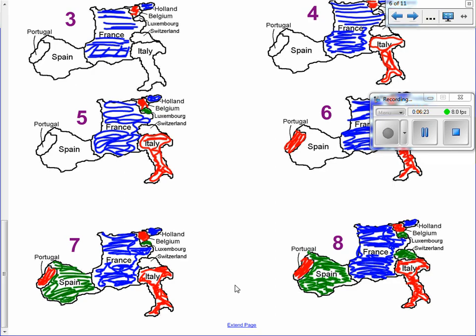Now, like I said, that's just one method that you can use. Some people are able to just color a piece at a time and get the map colored that way, but just try to recall what worked best for you when we did this unit, and I'm sure you'll be fine.